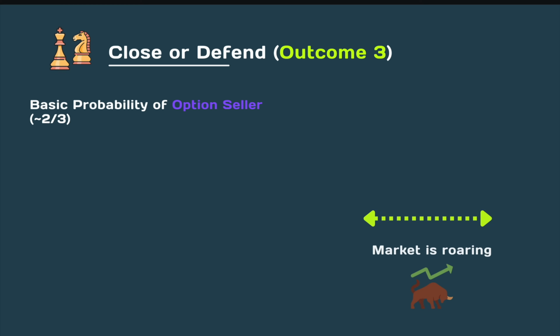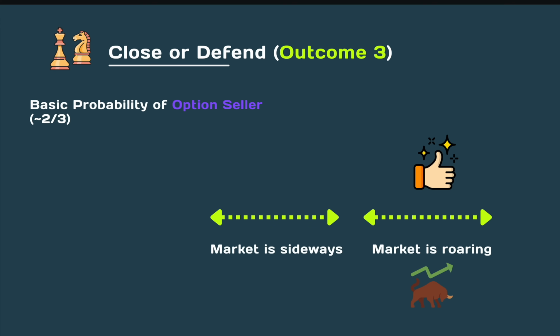So when the market is roaring up over here and we're bullish about things, this is good for us as the seller. Why? Because the stock price will be so much higher than the strike price that it's going to render the option worthless. In this case, this is good for us. Likewise, when the market is neutral and just trading sideways and the stock isn't doing anything, that's also good for us because the option is going to likely expire worthless.